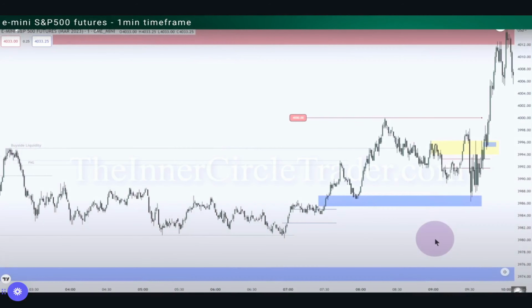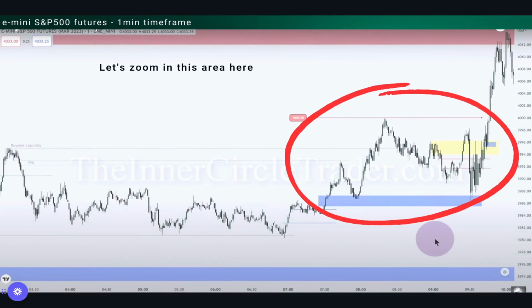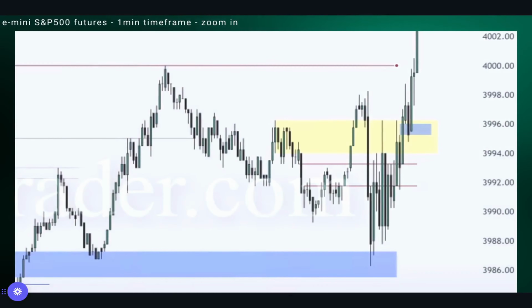This is the price movement on the 1 minute time frame. Let's take a look at it. When ICT is bullish, he wants to see the price forming a PD array that becomes an inversion level. Now let's zoom in on this area and analyze this price movement. So this is the zoom in, you can observe it for a moment.